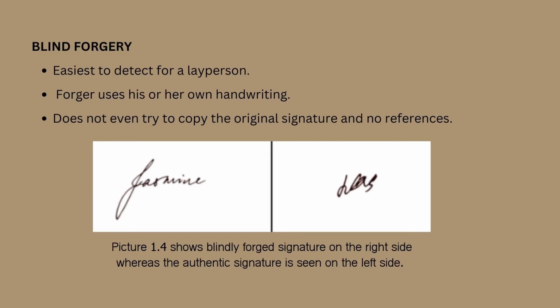As it is shown above, picture 1.4 shows one authentic signature, which is on the left side, and another blindly forged signature, which is on the right side. From this, it can be observed and also deduced that the forger had not had any previous glances at the original signature of said person and decided to generate a signature from his or her own handwriting.